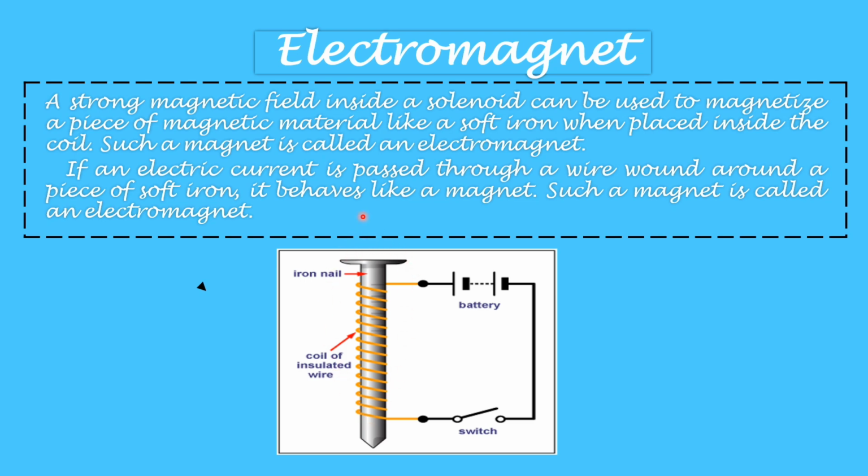So here the strong magnetic field inside this solenoid can be used to magnetize this piece of iron when it is placed inside this coil. So this is called an electromagnet.